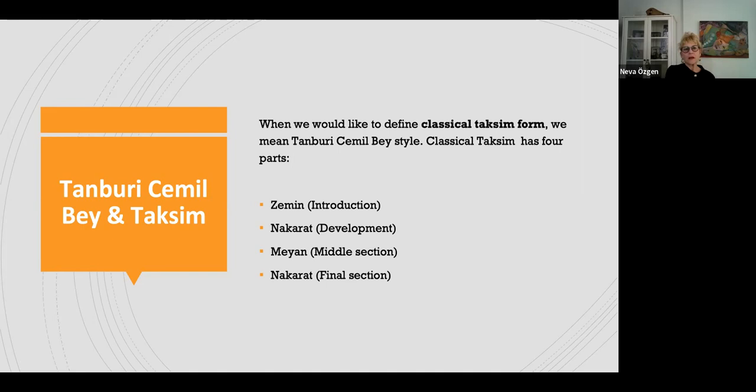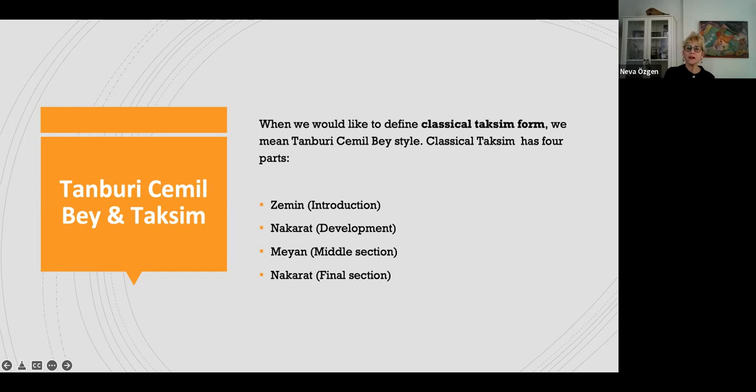Classical taksim is a taksim that is executed in the chosen or preferred makam. It has four parts. One is zemin, the introduction. The second is nakarat, the development. The third, meyan, middle section. The fourth is nakarat again, the final section. A perfect classical taksim opens with the presentation of the makam. After the zemin section, the main theme is played in nakarat sections.